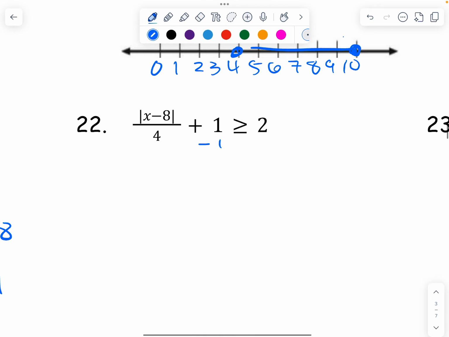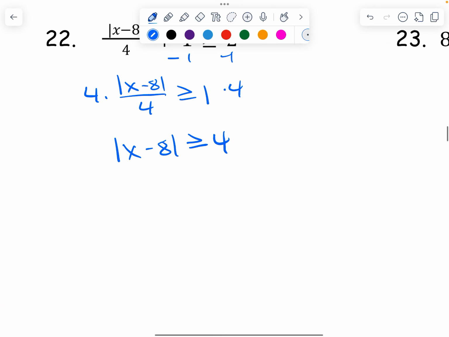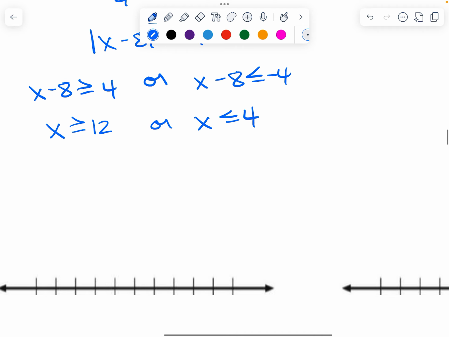Here we go. Subtract 1 from both sides. The absolute value of x minus 8 over 4 is greater than or equal to 1. Multiply by 4 on both sides. Absolute value of x minus 8 is greater than or equal to 4. So greater. So x minus 8 is greater than or equal to 4, or x minus 8 is less than or equal to negative 4. So x is greater than or equal to 12, or x is less than or equal to positive 4.